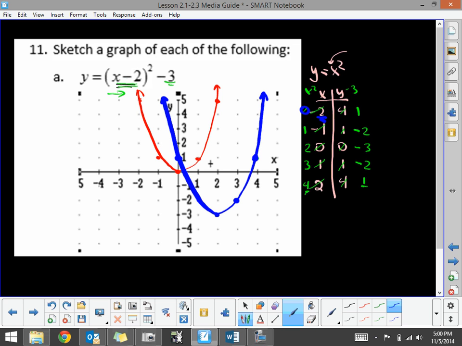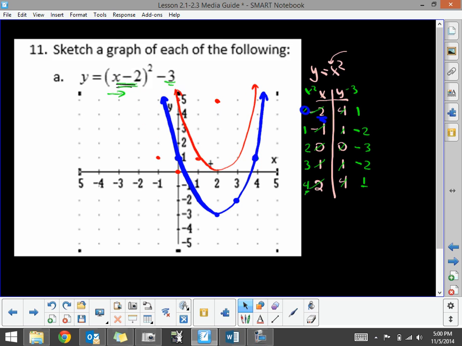Okay, which should match, if I move it 2 to the right and down 3, pretty good match for that, just depending on how accurate I was drawing my picture. So there's 11a.